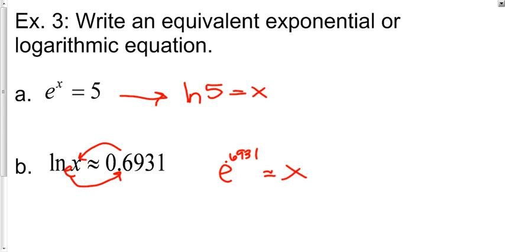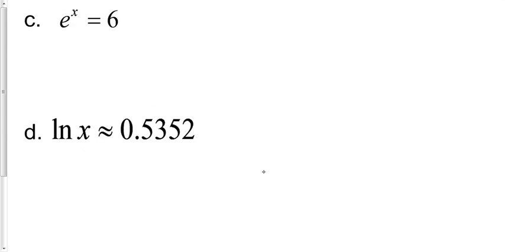So now we can go back and forth from base e to natural logarithms. Let me show you a couple more examples here. E to the power of x equals 6. So that means that the natural logarithm ln of 6 equals x. Your logarithm is always equal to the power. In part D, you're starting with the logarithm. We want to rewrite it in exponential form. So your base is e, to the 0.5352 power is approximately x.